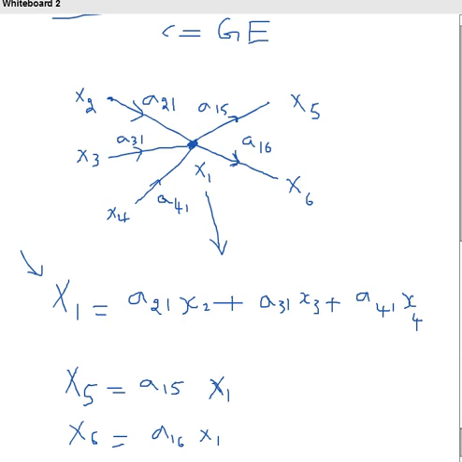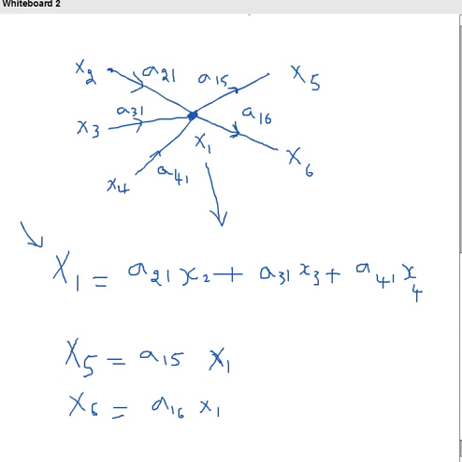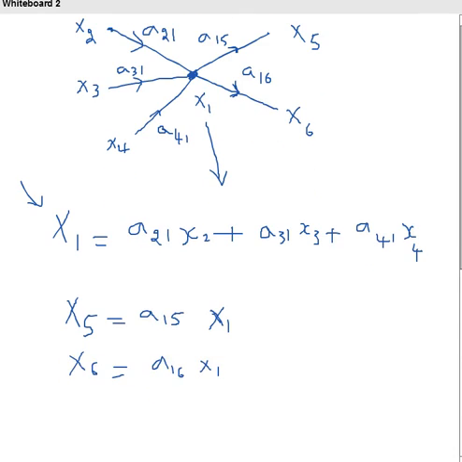Okay. But X1, if you see, has incoming signals as well as outgoing signals, that's why it is known as an intermediate node, which has incoming signals and outgoing signals. It is an intermediate node. So what is a path? The next definition is path.